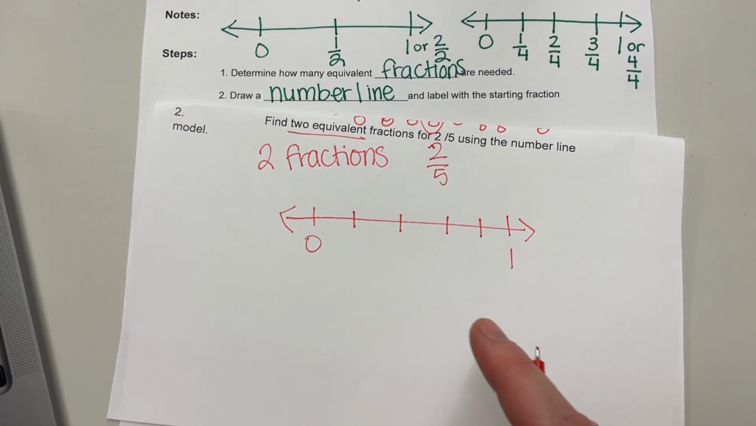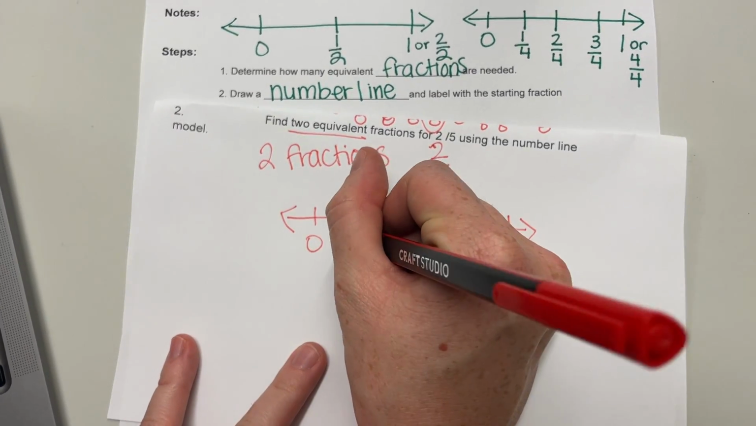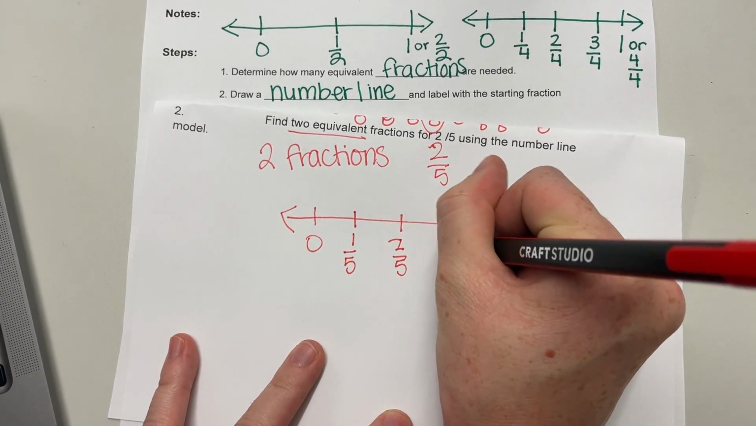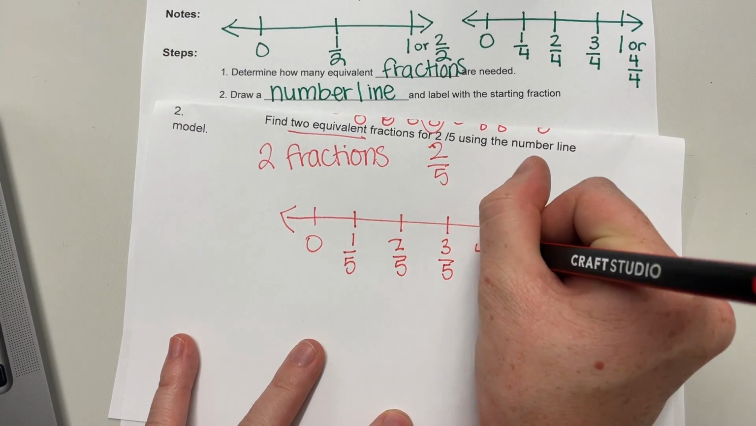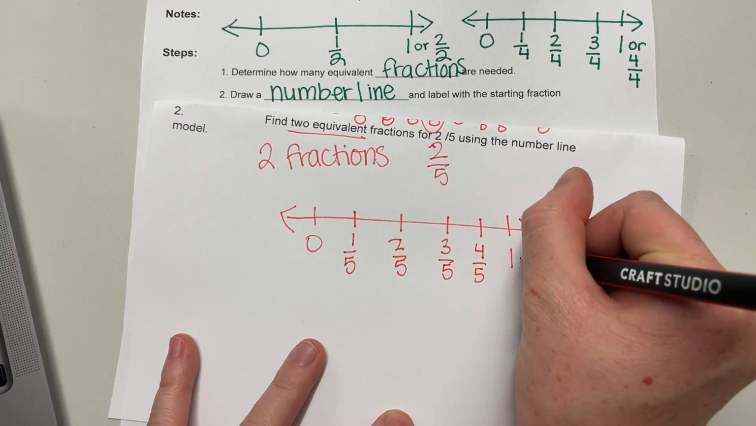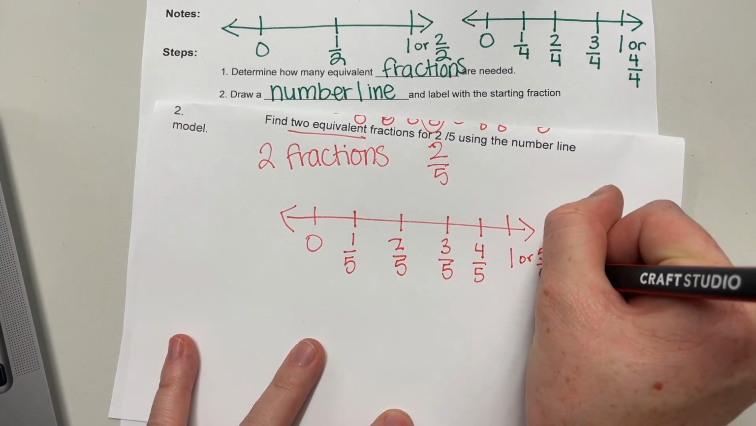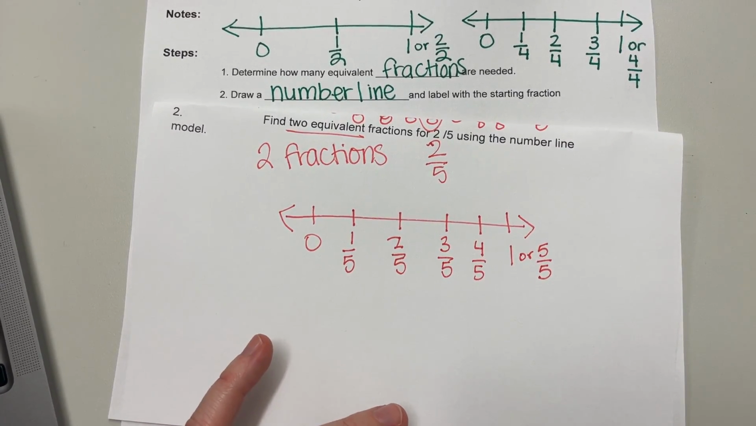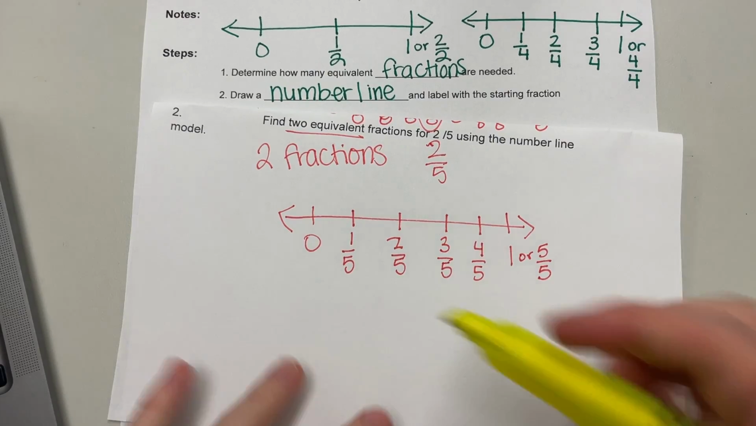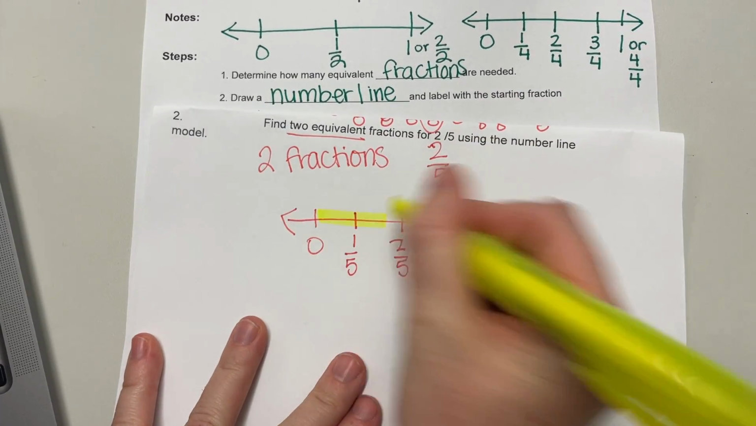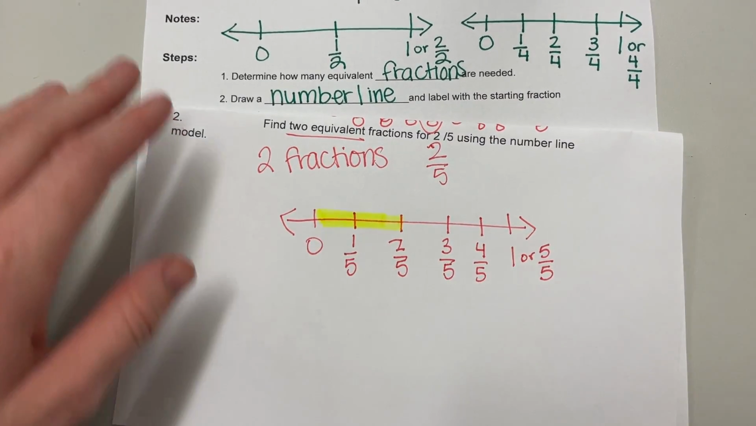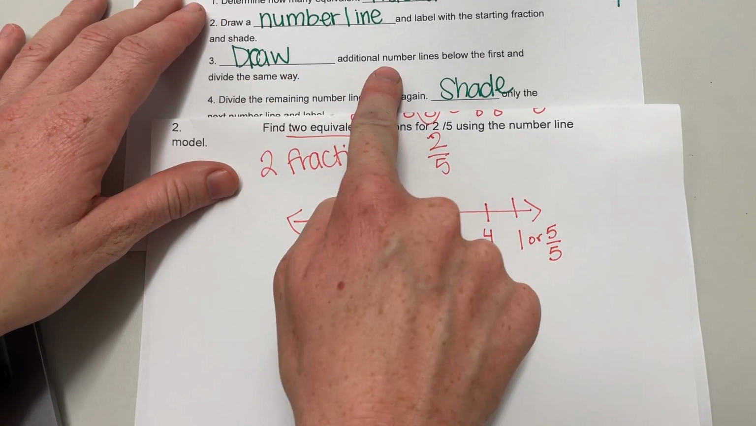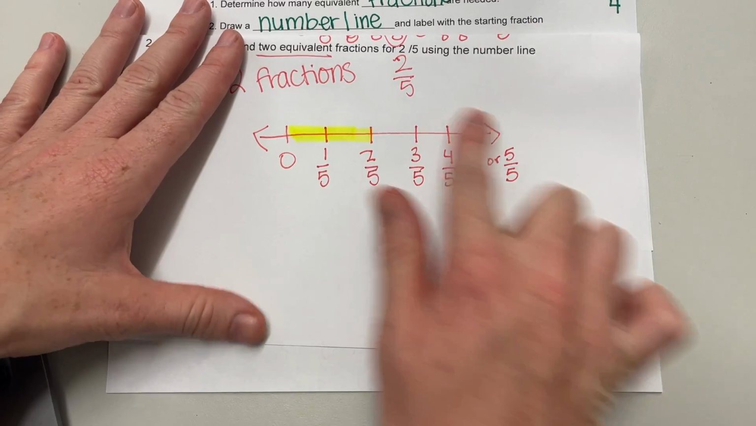Okay. So now I'm going to label this as 1/5, 2/5, 3/5, 4/5, and 1 is 5/5. So I'm shading in that part, and I actually want to shade it to visualize it. So I'm going to use a highlighter up until 2/5. Okay, next step is to draw additional number lines below the same exact way.